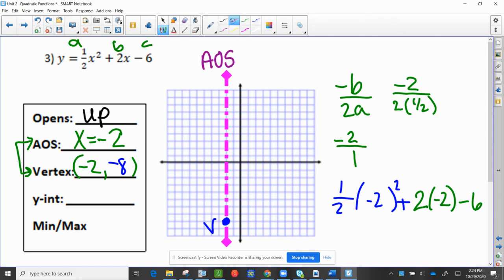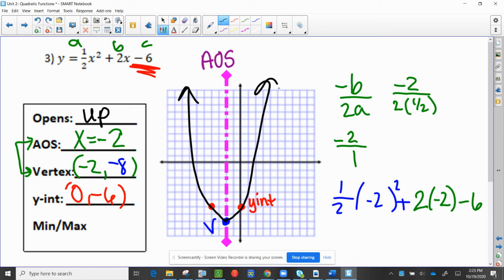Okay. Last thing we're going to do then is find our y-intercept, which again is always going to be the constant term. So that's negative 6. There's my y-intercept. So to get my third point, I'm just going to reflect it over the axis of symmetry. It's going to be the exact same distance on the other side. So there is our parabola. If I connect the dots, I have my nice U shape. It's opening up like we said it would, so we know we did it right.